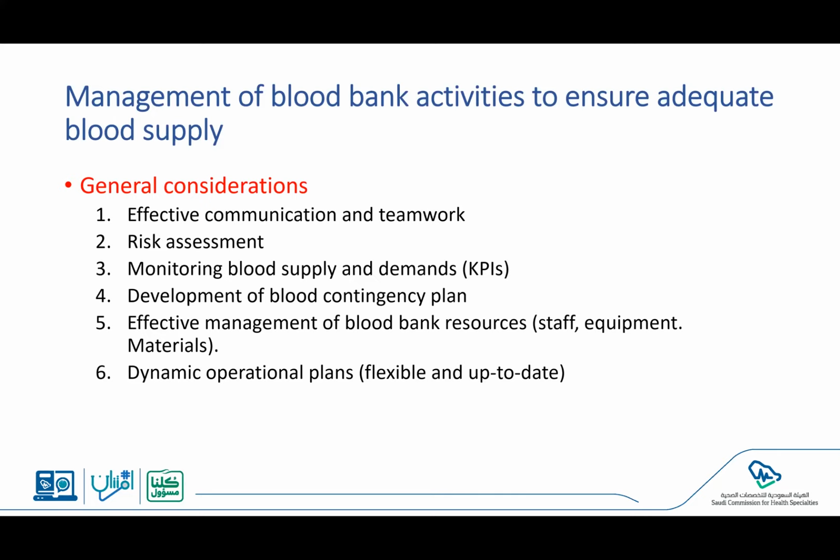Effective management of blood bank resources: staff, equipment, other materials. We have to be sure that all the required equipment and supplies are available. And staffing is also very important because they are themselves at risk of getting infected, either in the public setting or in the donor center when they may be exposed to a donor who may be infected but asymptomatic, or also from the samples that are handled in the lab. We have to keep our plans always dynamic. We have to be flexible and adapt our response according to the up-to-date situation and infection spread, etc. So we have to be always ready to either upregulate or downregulate our response in terms of this pandemic.